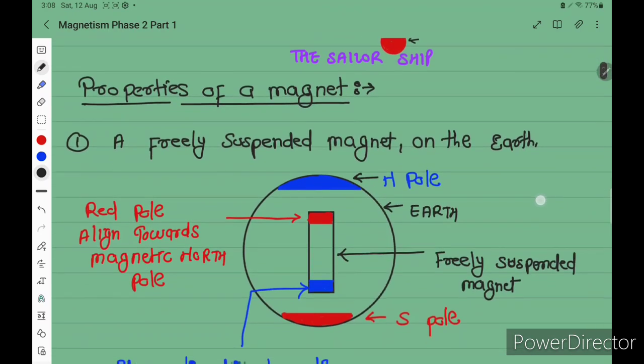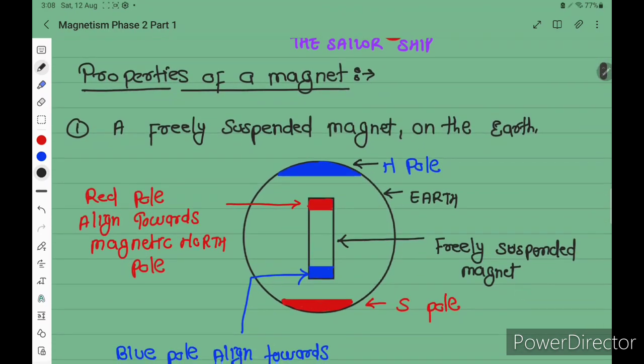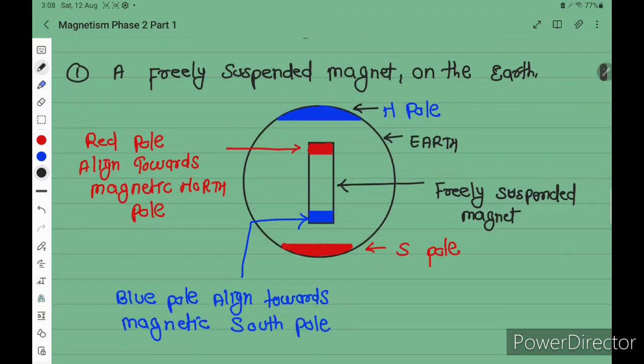Okay, the properties of a magnet. Now we discuss the properties of a magnet. A freely suspended magnet on the earth: if you put one freely suspended magnet on the earth, the red pole aligns towards the magnetic north. See, this is the earth, circle one, and the blue is on the top. So this is the north pole and this is the south pole.